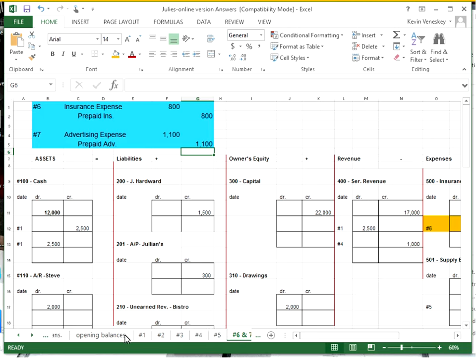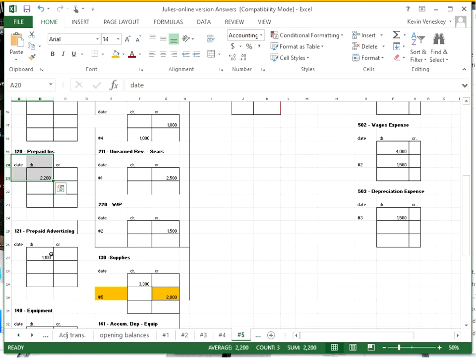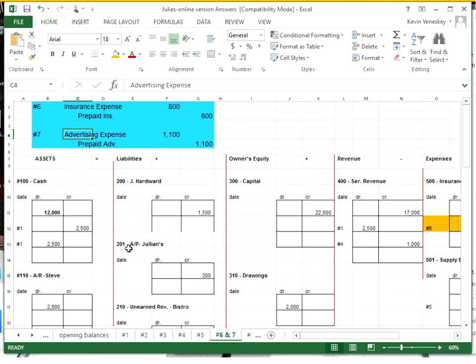I'll look at the T accounts in just a second, but let's look at number 7 as well, since they are very similar. So here we were looking at prepaid insurance. Now we're looking at the prepaid advertisement, and it's noted that all of it was used up. So if I look back at my prepaid advertising, I had $1,100 coming to me in the use of advertising. Now it's all used. So I'm going to want to get rid of that $1,100 in prepaid advertising. If I don't, then my prepaid is going to be too high, and my expenses are going to be too low, because I should have $1,100 now over here in the expenses, because I have gotten the benefit of it. So that's where my debit and credit come from.